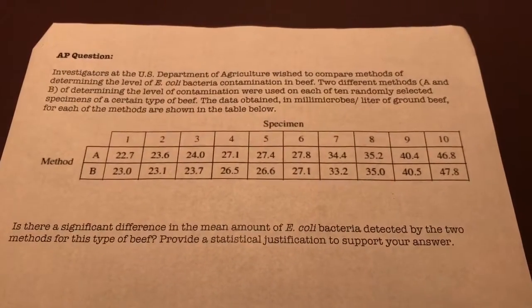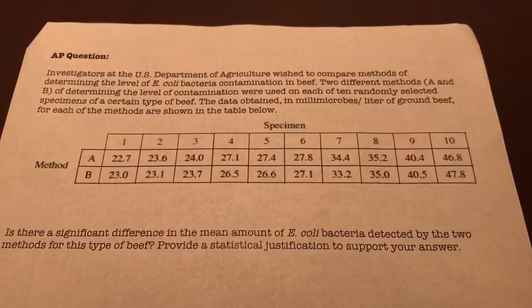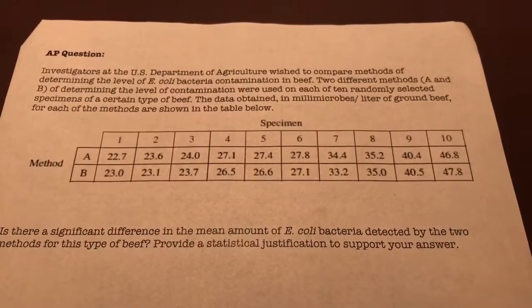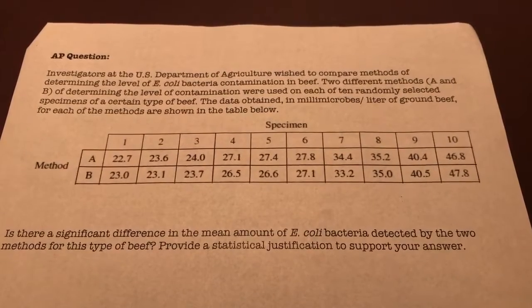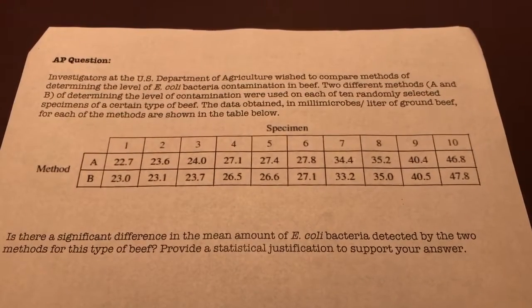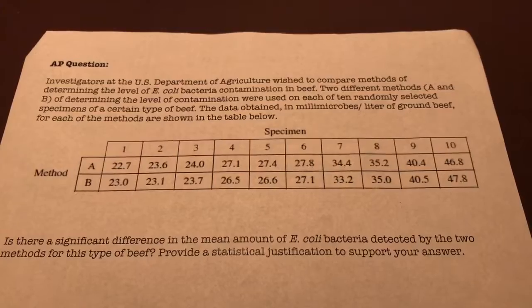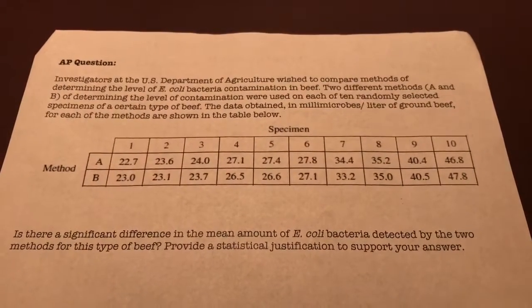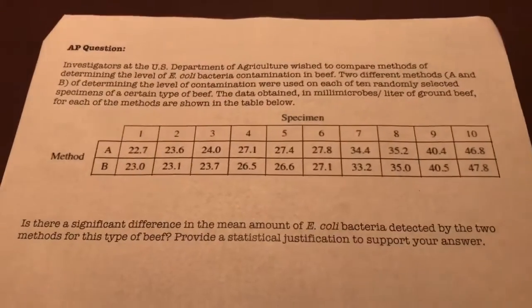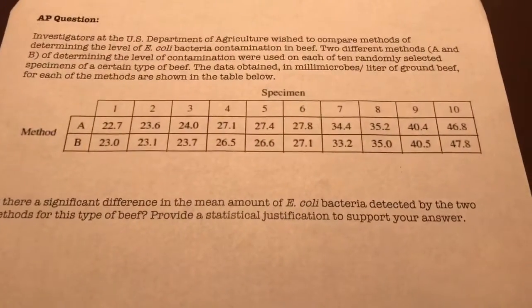It's dealing with investigators at the U.S. Department of Agriculture who wish to compare methods of determining the level of E. coli bacteria contamination in beef. There are 2 different methods, A and B, of determining the level of contamination, and they were used on each of 10 randomly selected specimens of a specific type of beef. Here's all that data in this chart.